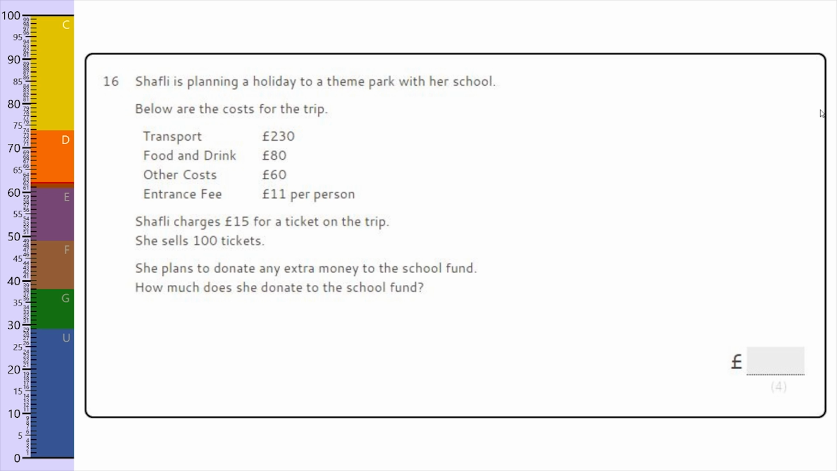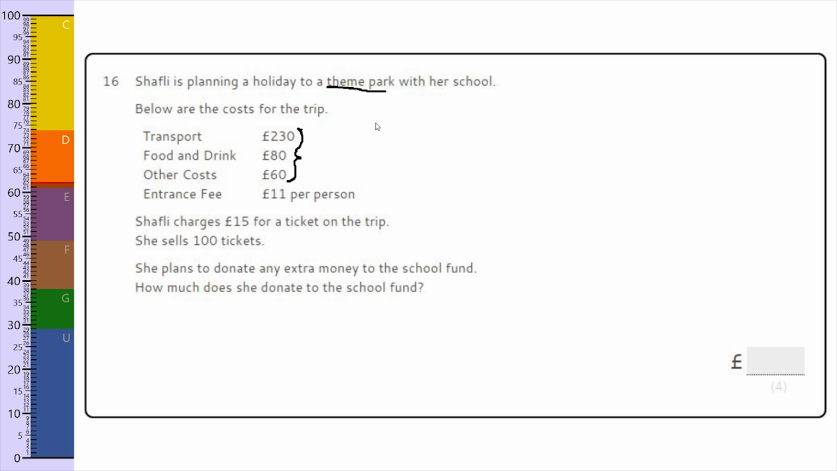Okay, so this question has a lot of numbers in it. So we're planning a holiday to a theme park. I don't know why I've underlined theme park. And we've got some one-off costs here. So it's going to cost £230 for transport, £80 for drink, and £60 for other costs. So these are our costs that will stay the same.